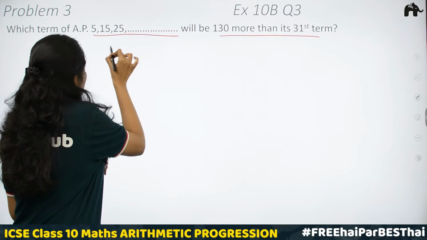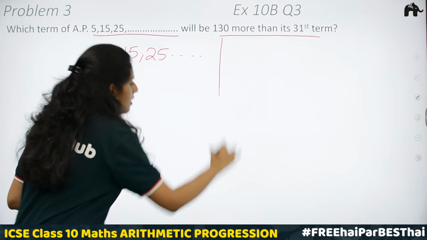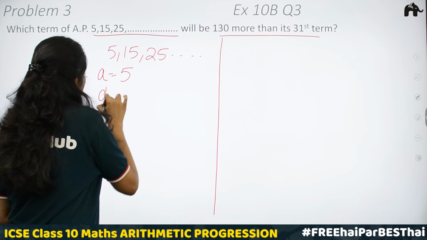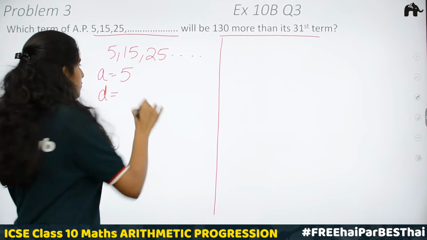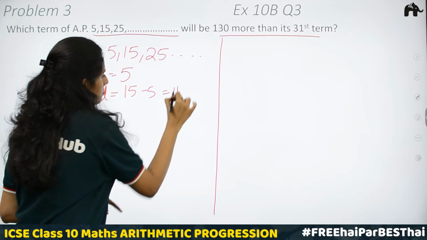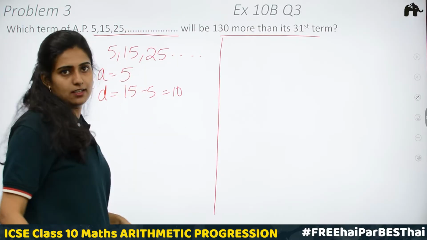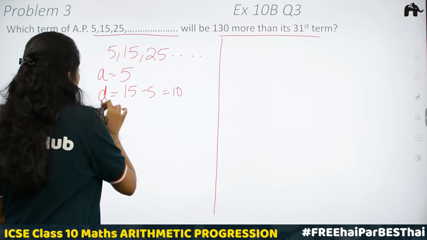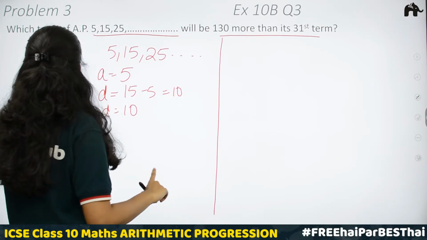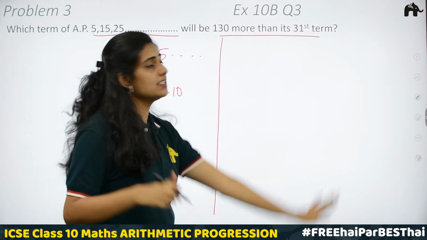Here we have an AP 5, 15, 25, etc. What is the first term in this case? A is equal to 5. Common difference? 15 minus 5, second term minus first term, we get 10. Third term minus second term, 25 minus 15, is again 10. Confirm this is an AP. We got D is equal to 10. Now what is given? Which term of this AP will be 130 more than its 31st term?